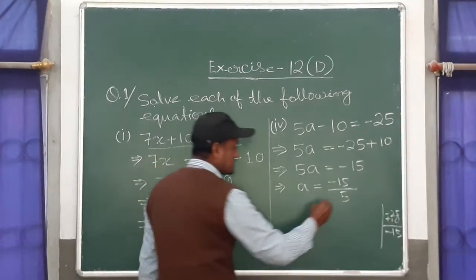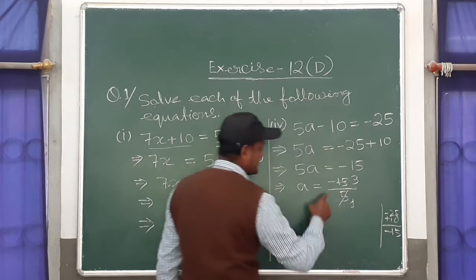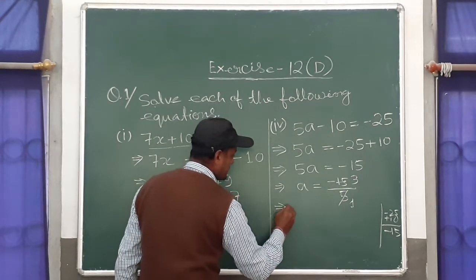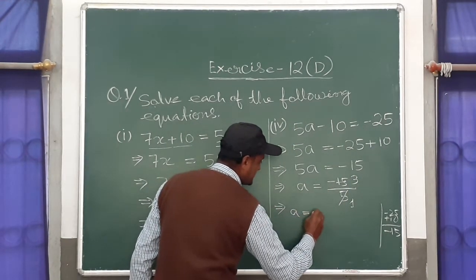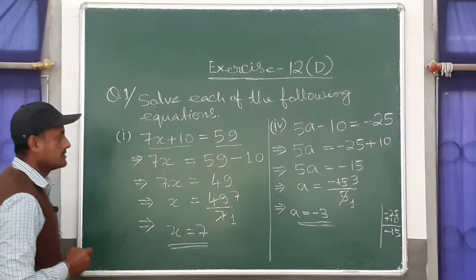So when we simplify, 5 1 is 5, 5 3 is 15, minus sign is there. So we got the value of a is equal to minus 3.